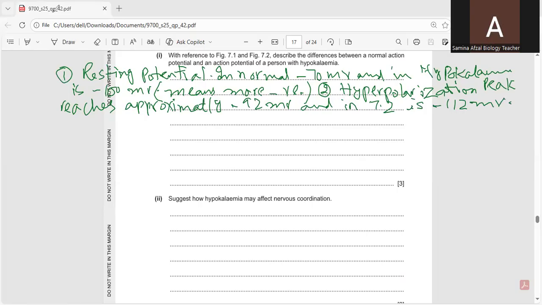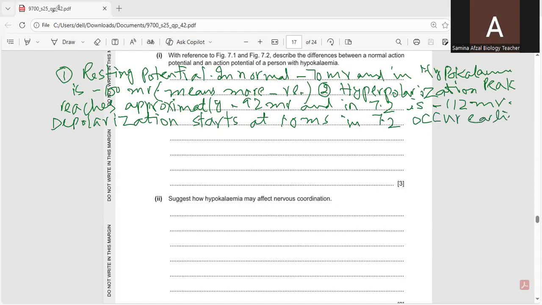And depolarization starts at 1.0 millisecond, and in 7.2 it occurs earlier, at 0.8 milliseconds.